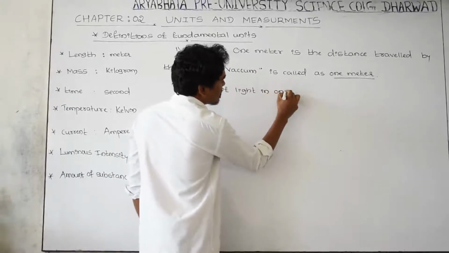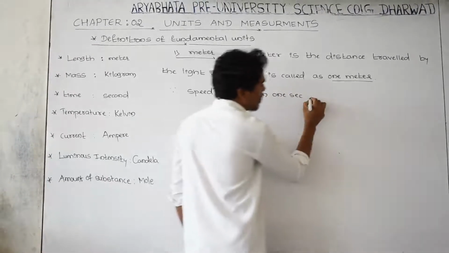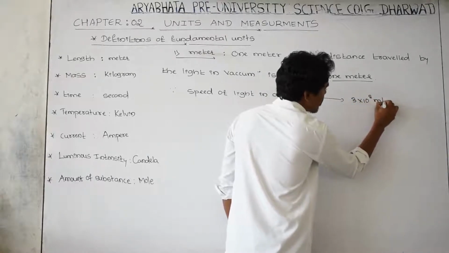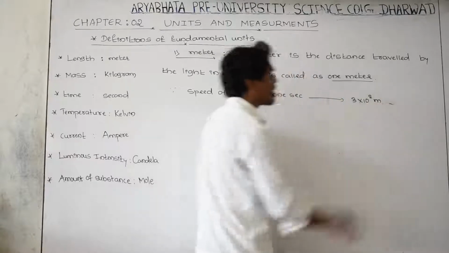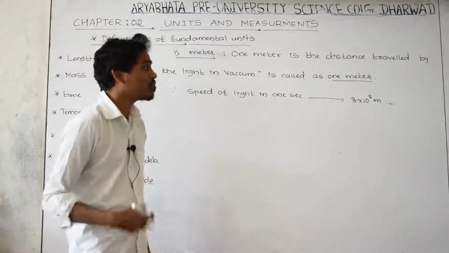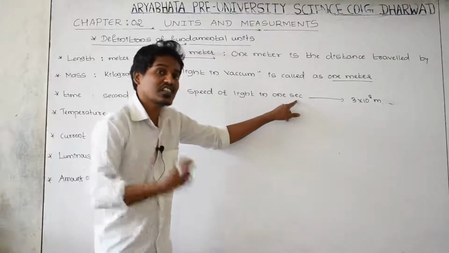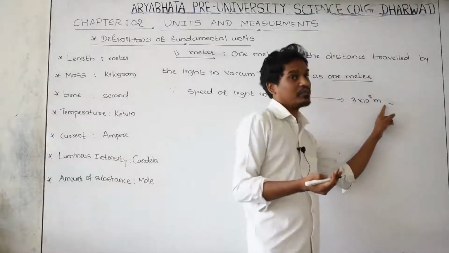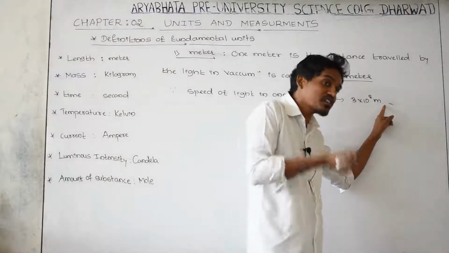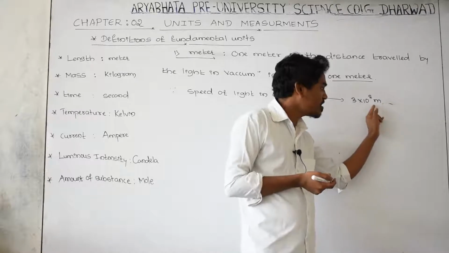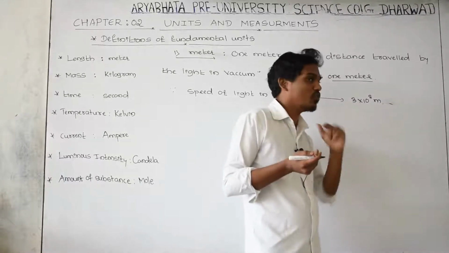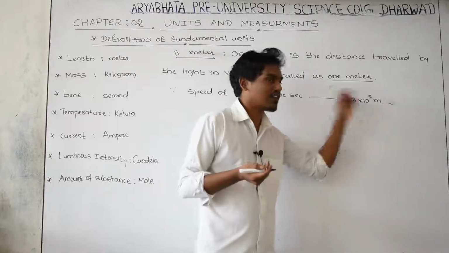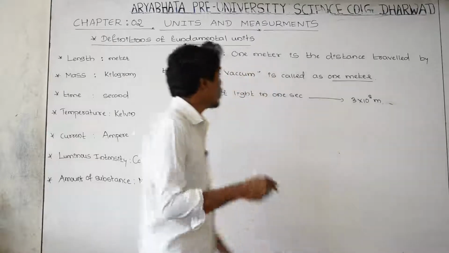In just 1 second, how much is it? As you know very well, that is 3 into 10 to the power of 8 meter per second. It means the light can travel 3 into 10 to the power of 8 meter just in 1 second. That means 3 lakh kilometer per second. In terms of meter it is this much, but in terms of kilometer it is 3 lakh kilometer. Within 1 second, light travels this much distance. But what is 1 meter?